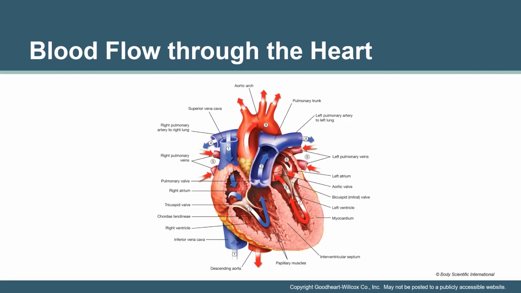Deoxygenated blood from the superior portion of the body and the inferior portion of the body will flow into the right atria of the heart. It will enter this atria by way of the superior vena cava and the inferior vena cava. The superior vena cava will pull the deoxygenated blood from the superior portion of the body, while the inferior vena cava pulls it from the bottom or inferior portion of the body.